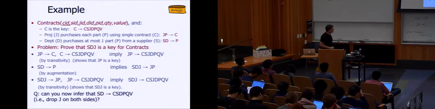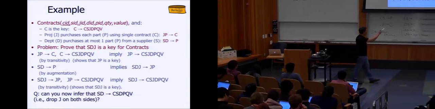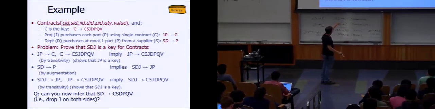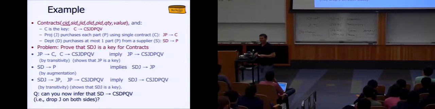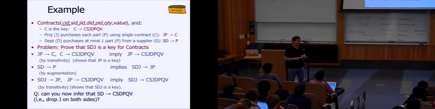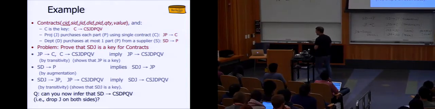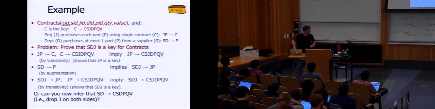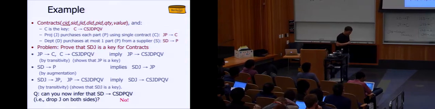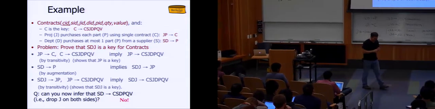Now, given that we have SDJ determines the whole thing, can we infer that SD determines everything but J? The answer to this, if anybody ever asks you this on the street, and I know it happens all the time, like, hey, man, I'll sell you an SD, then you'll get everything but J. And you're like, wait, I don't buy it. All right, that's false. And I'll give you an example.